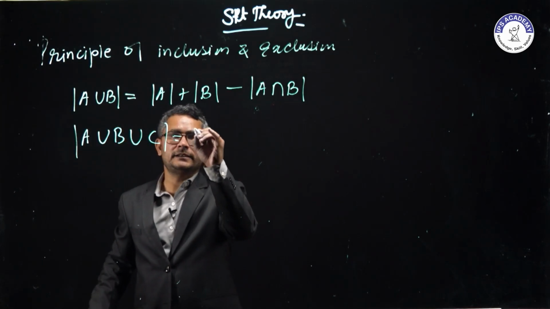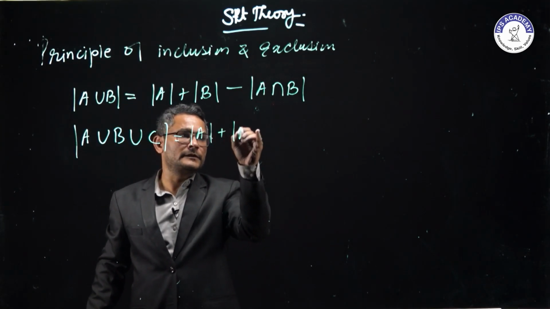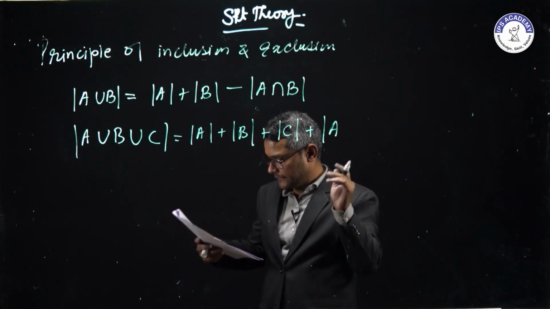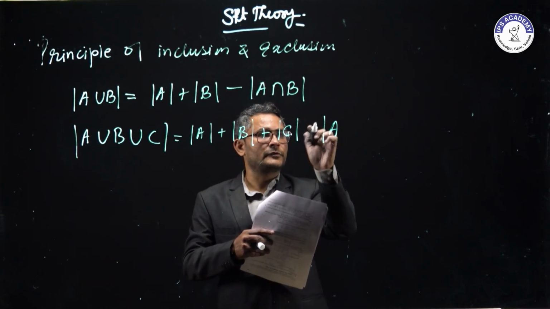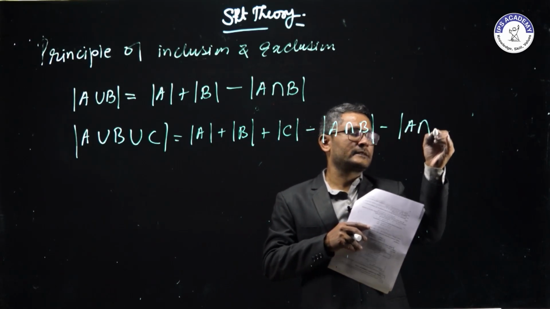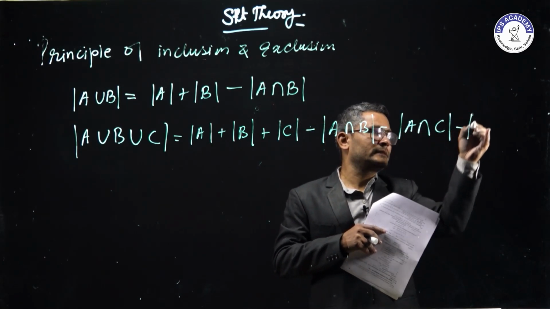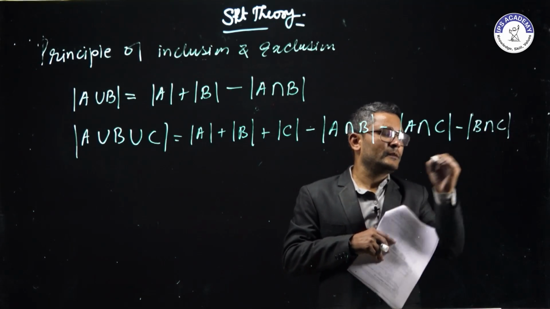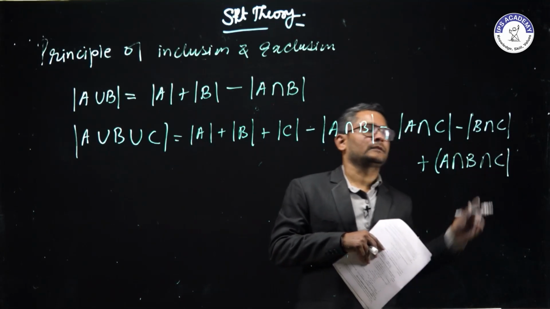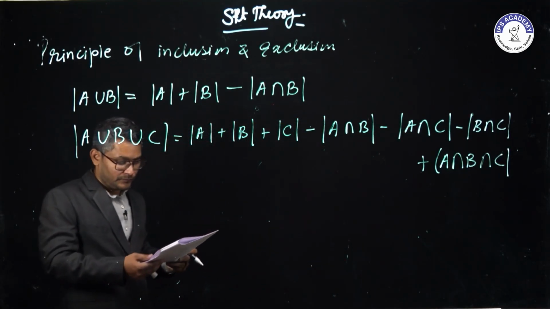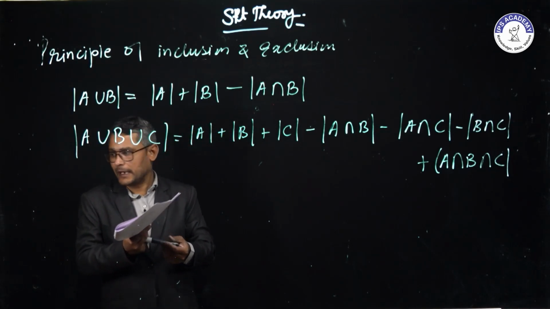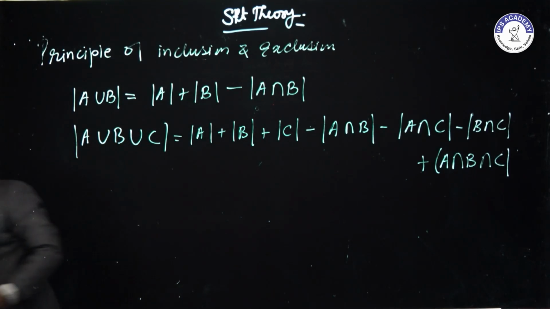So the formula is A plus B plus C, sorry, it should be minus A intersection B minus A intersection C minus B intersection C plus A intersection B intersection C. Okay, so this is called the principle of inclusion. We can see it with the help of an example. So we see the example of it.